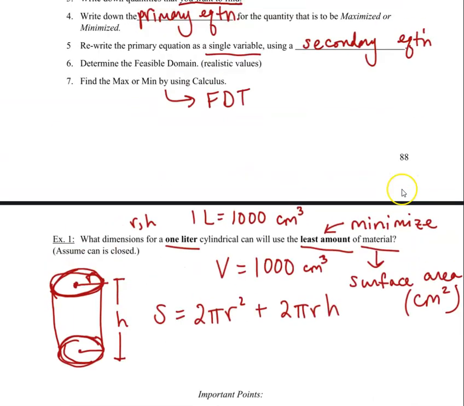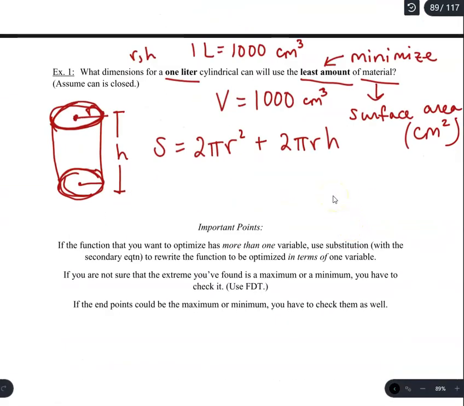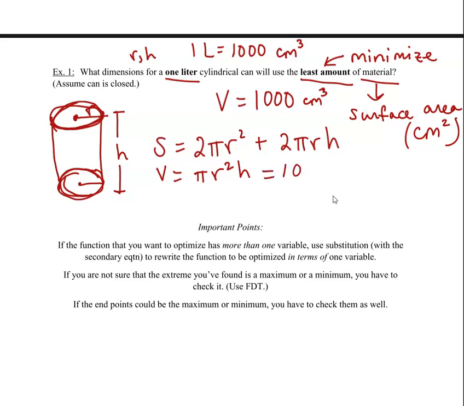Now, because there are two variables, radius and height, I need to rewrite this using a single variable, which means I need a secondary equation, and that's where the volume comes in. So the formula for the volume is pi r squared h. Again, do not worry about it if you don't remember where I'm getting that from. It's not a big deal. I'll give you the geometry formulas. Focus on the process here. This would be equal to 1,000. So that's my secondary, or constraint, equation.